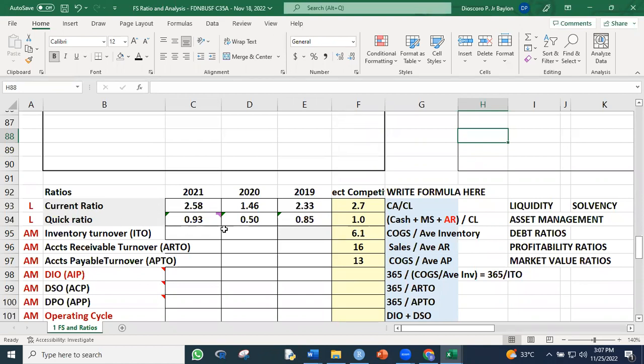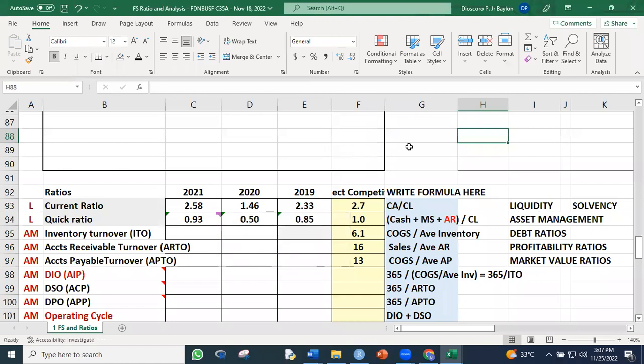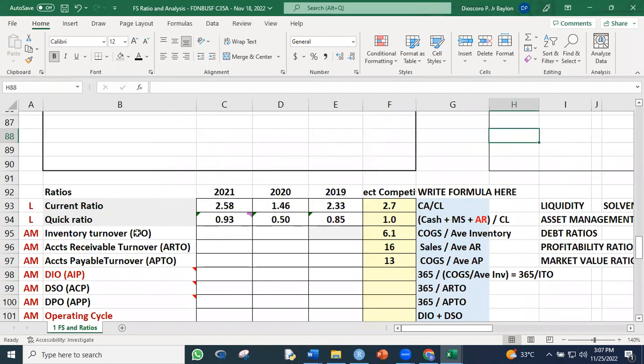All right, and it turns out here that the quick ratio is 0.93. Okay, almost at par with the current liability. The competitor has 1, which means that for every peso of current liability, the company has 1 peso exactly to pay its current liability. Okay, then let's go to inventory turnover, ITO.